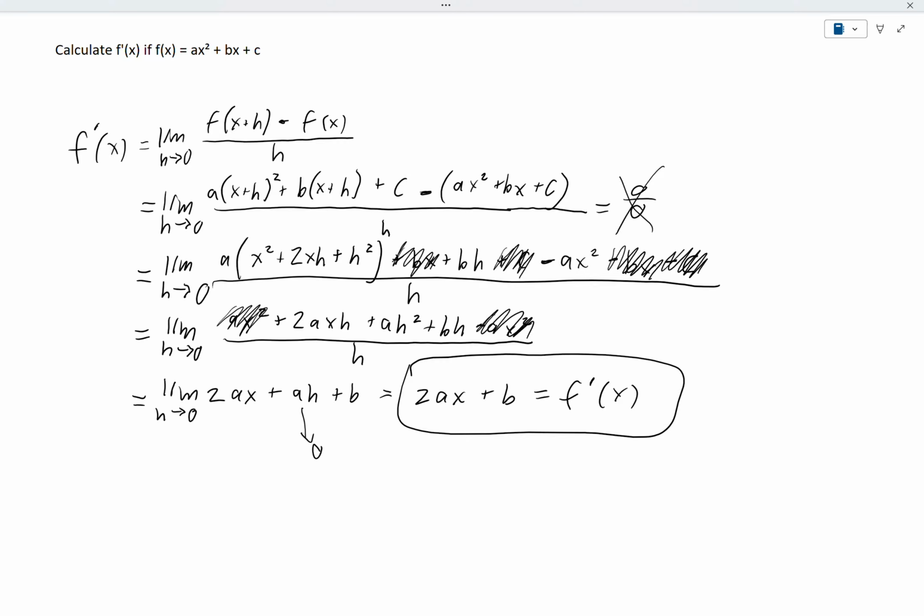So that's it for this problem. We solved for the derivative of the function just using the limit definition of the derivative.